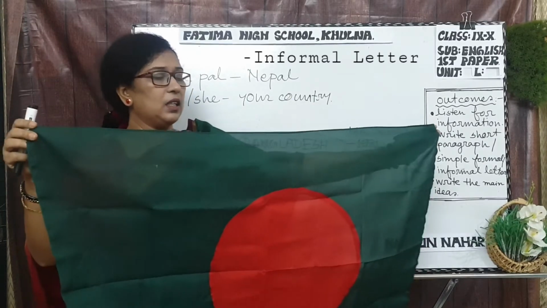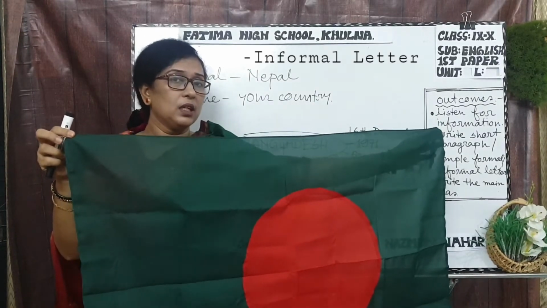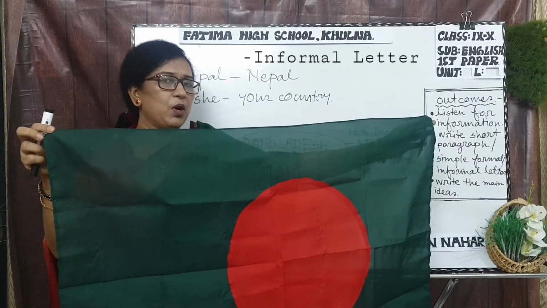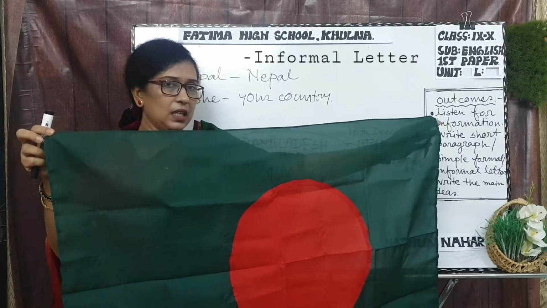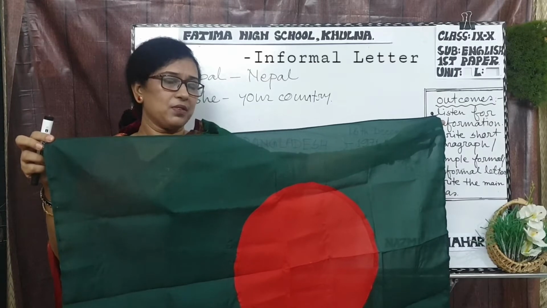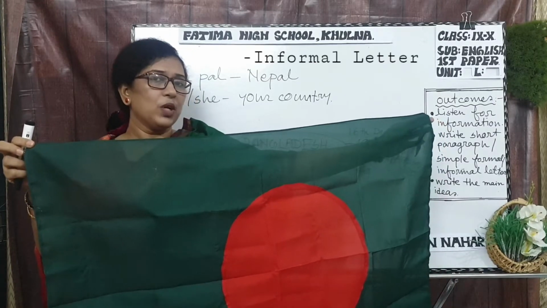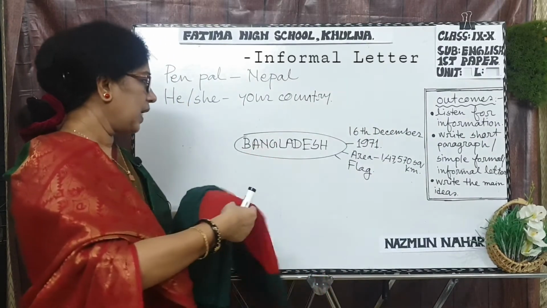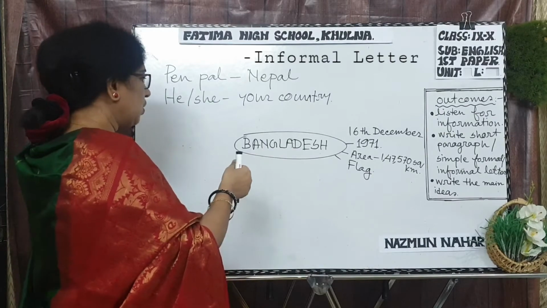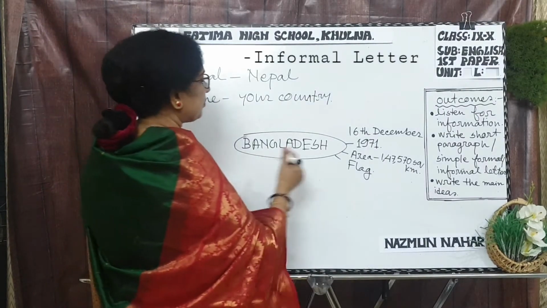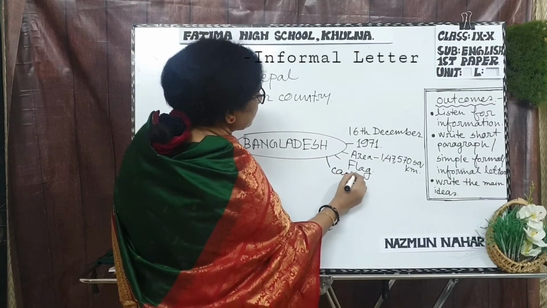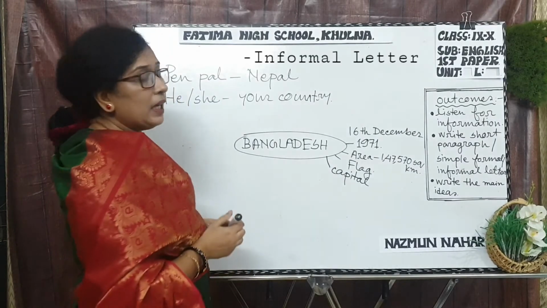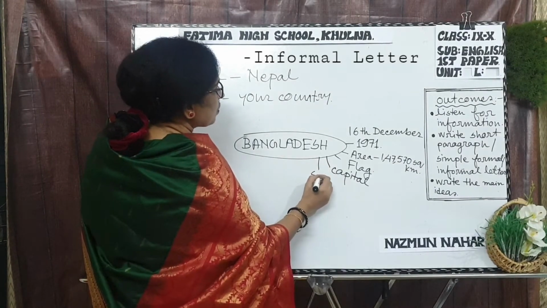So you can write, and you can also write about the designer of the flag. Do you know who is the designer of this flag? I think that you have learnt about this in class 8 in art and craft class. Yes, he is Potua Kamrul Hassan. So you can write about this flag. And next number, you can write about the capital of Bangladesh. The capital of Bangladesh is Dhaka. You can also write about the seaports.